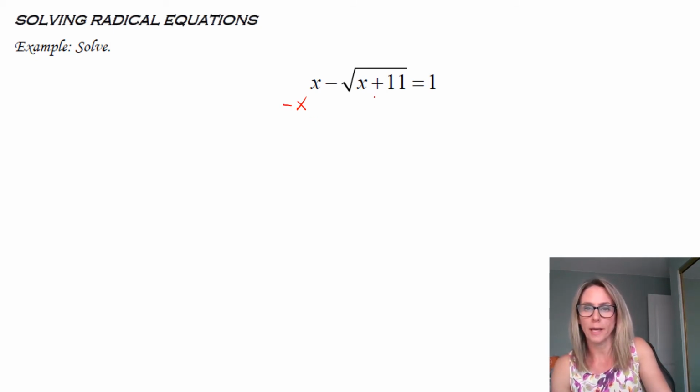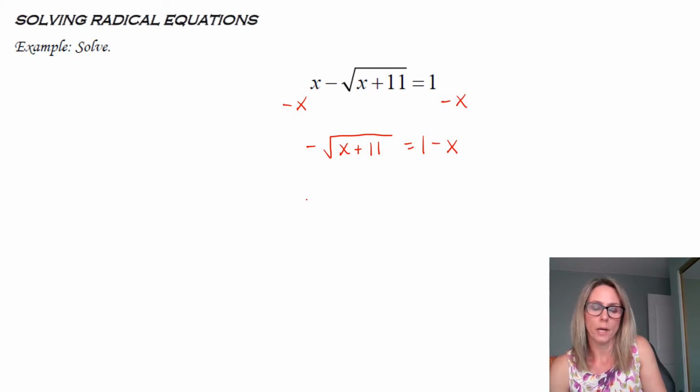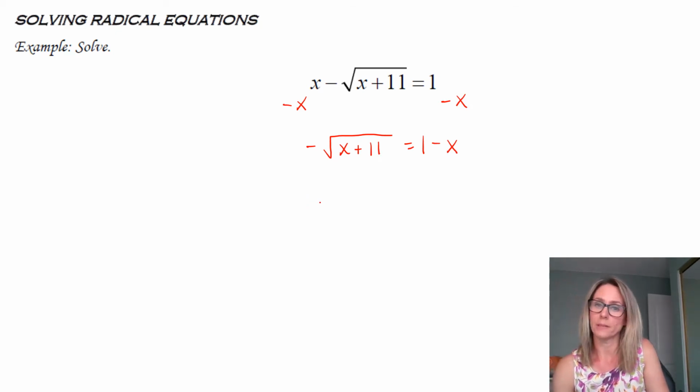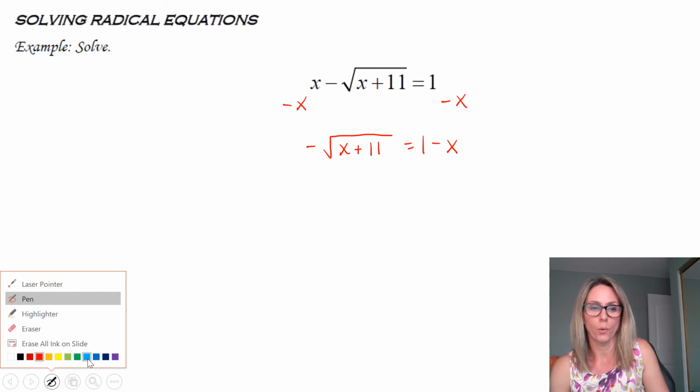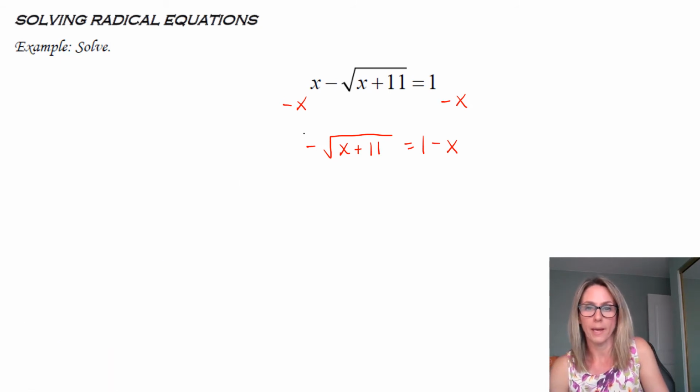So I'm going to subtract x from both sides, and I'm going to get negative square root of x plus 11, and that's going to equal 1 minus x. Now, personally, I don't like the negative that's there on the left-hand side. I don't love the way that I have 1 minus x on the right-hand side because of what I'm going to do next. So what I'm going to do is multiply both sides by a negative.